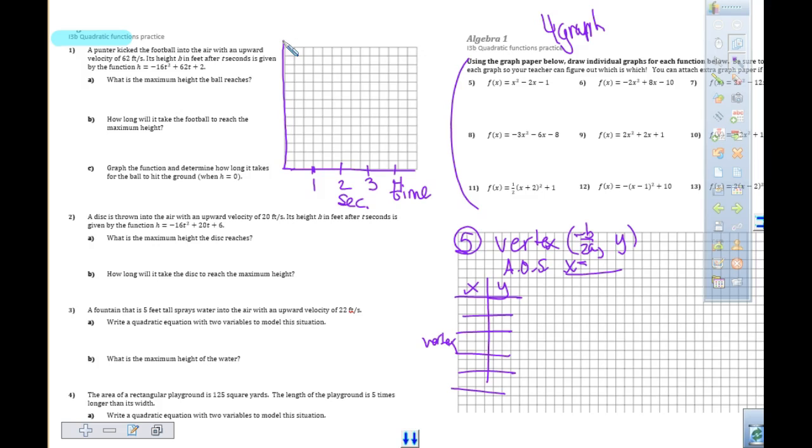But here's the key thing. It's a parabola, right? They kicked the football when it was 2 feet off the ground. How do I know that? Because it was a +2. So they are kicking it, and we need to kind of draw that parabola.